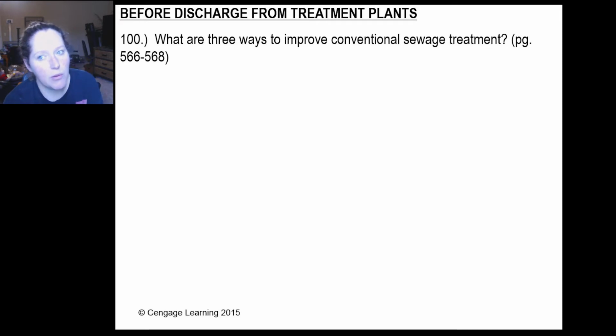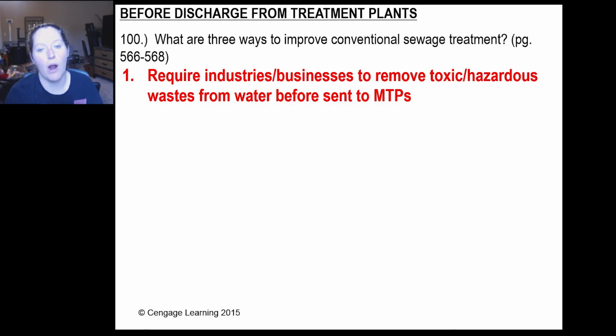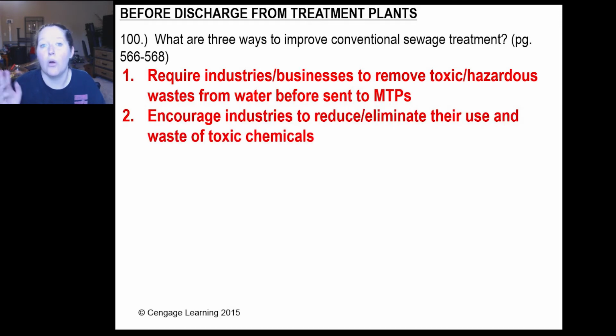All right, so what are three ways to improve conventional sewage treatment? Number one, require all industries and businesses to remove toxic hazardous waste from the water before it's sent to these treatment plants. If they're removing some of this toxic hazardous stuff, that would be better for the treatment facilities, especially if they don't have primary and secondary, or the third one, tertiary. Number two, encourage industries to reduce and eliminate their use and waste of toxic chemicals. So use fewer things that can be toxic and pollute the water.